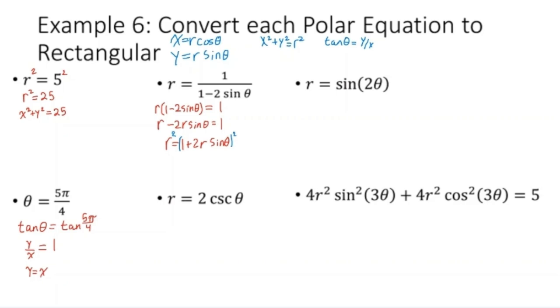So we can square both sides of the equation, and when we do, we have everything we need to convert nicely. The r squared becomes x squared plus y squared. The 1 plus 2r sine theta becomes 1 plus 2y. So we have x squared plus y squared equals the quantity 1 plus 2y, squared.